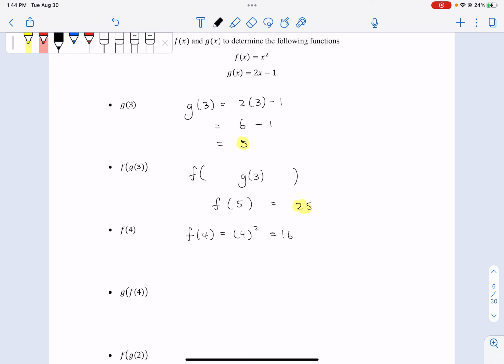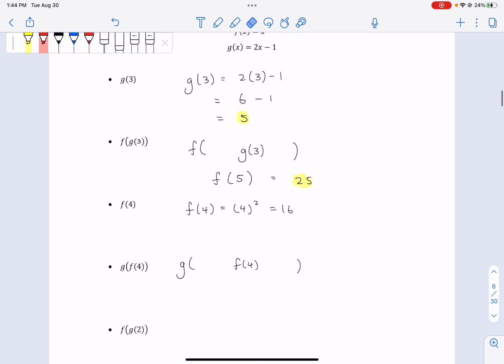Now, if you look at g of f of 4, that's g of f of 4. We go to the inside first. F of 4 is 16. So erase this, or you know what, just write this. G of 16. And all you do is you take the 16 and you plug it into the corresponding x for your g function, which is 2 times 16 minus 1, which is just 31.